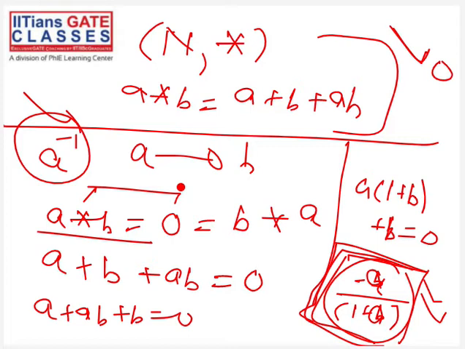A is given. I'm interested in finding B. So I should solve for B. So this will be minus A divided by 1 plus A. And since A is positive because our base set is natural numbers, this complete thing is negative. So this does not belong to our base set. Hence we can say that no inverse exists for this element A under this operation in this base set.